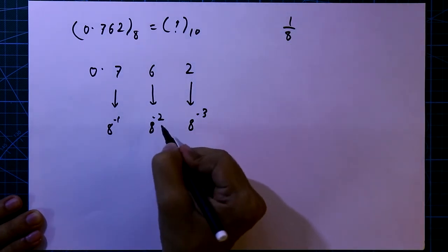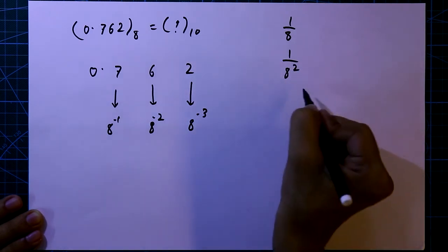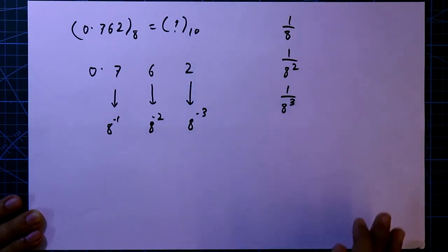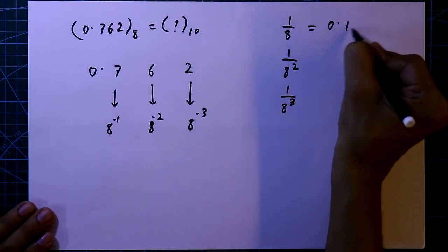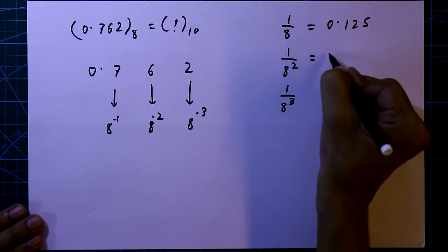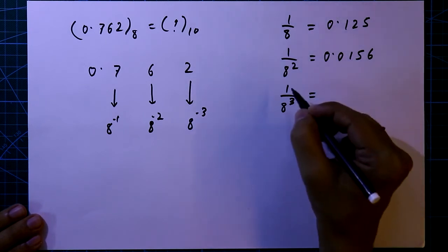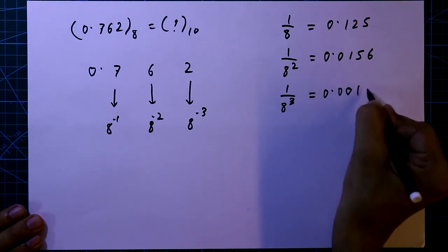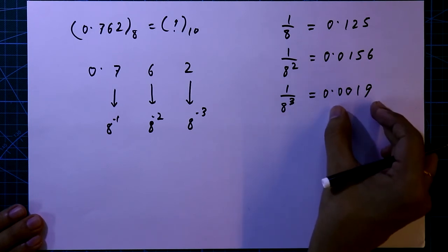8 to the power minus 2, it is 1 by 8 square. 8 to the power minus 3, it is 1 by 8 cube. 1 by 8 is equal to 0.125. 1 by 8 square, 0.0156, and 1 by 8 cube, it is 0.0019. We'll be considering only 4 octal points.